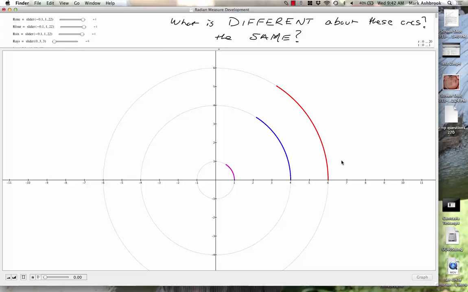Michaela? They form the same angle. And because angle comes from what? Okay, why do they form the same angle? Why do they form the same angle? Yeah, Adam. Their rays subtend the same portion of the circumference.